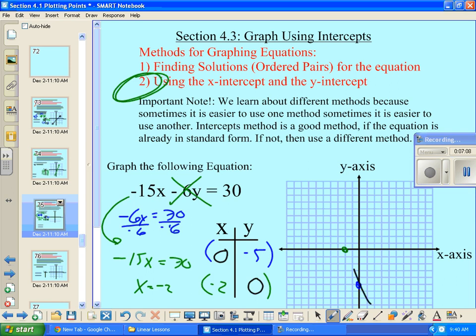Now that I have 2 points, I can graph this line. It's going to look about something like that. All I need is 2 points for the line. There are my 2 points. There's the graph of that equation. Again, I think that one was a little quicker using the intercepts method.